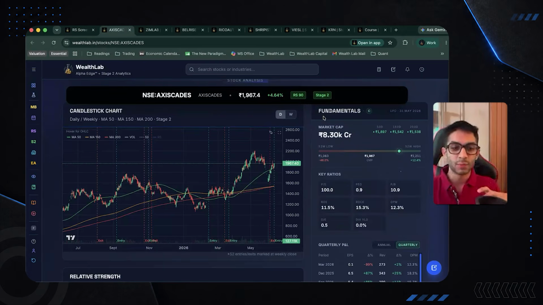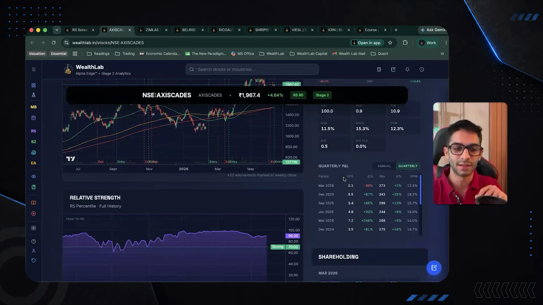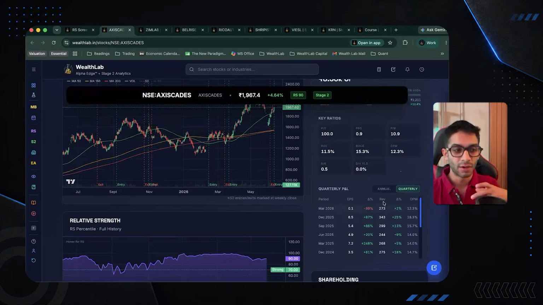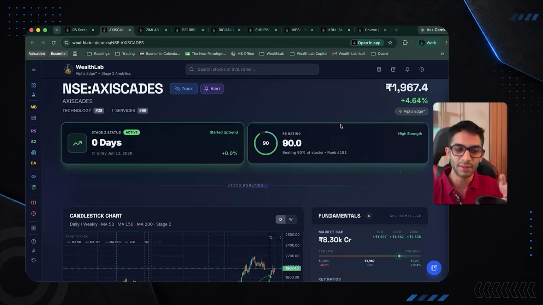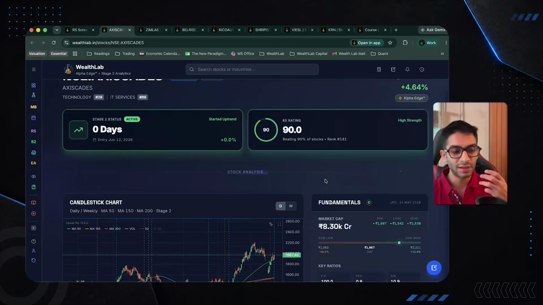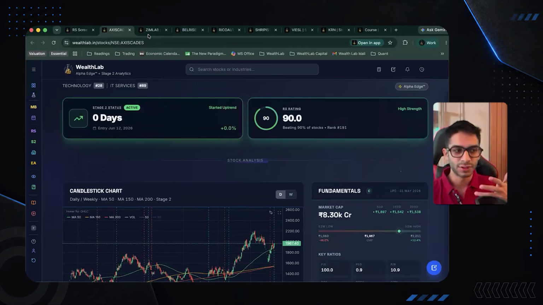So if it is supported fundamentally, then I will want to hold it for longer. So let's just look at Axis Kids. The price to earnings is 100, and the EPS is not growing at that rate. Now I don't know much about what is happening in this. Maybe they are coming out with a new line, but this will warrant a deeper dive, and I will not straight away take a position over here.